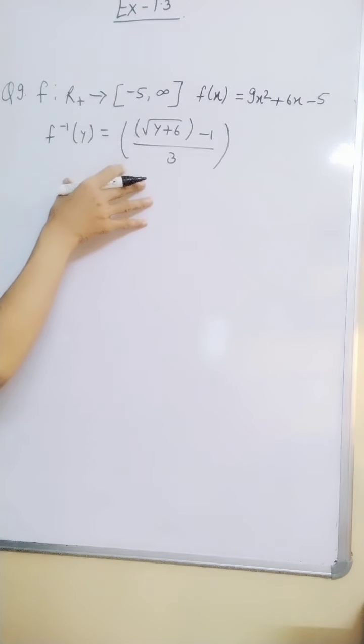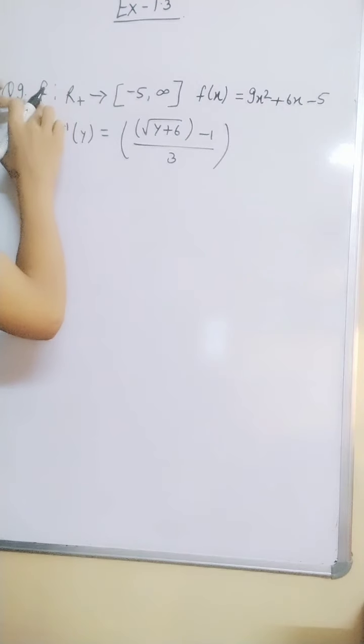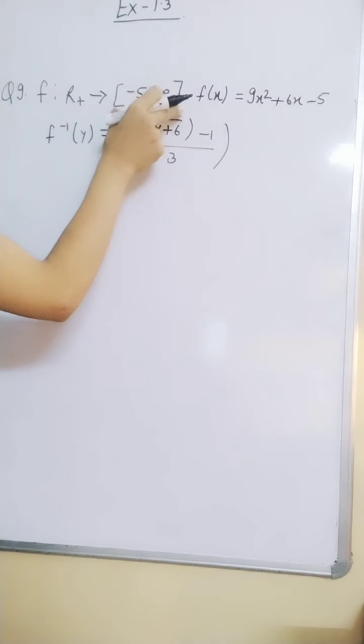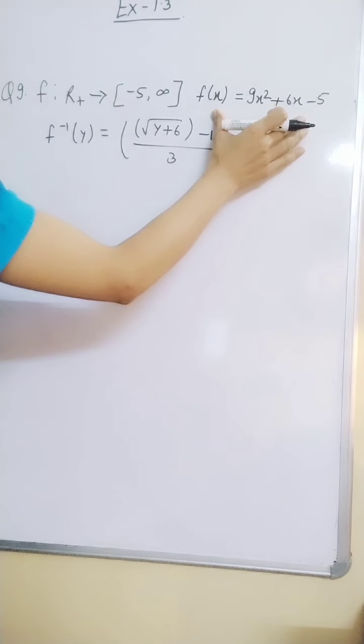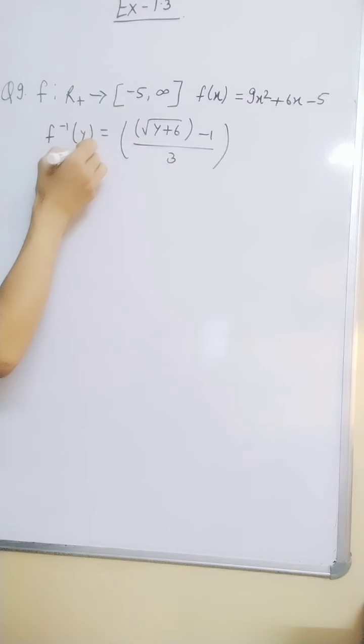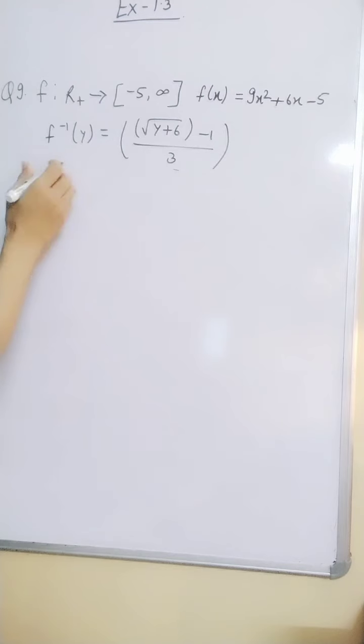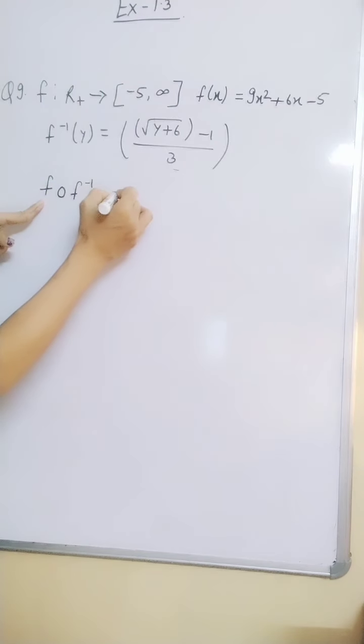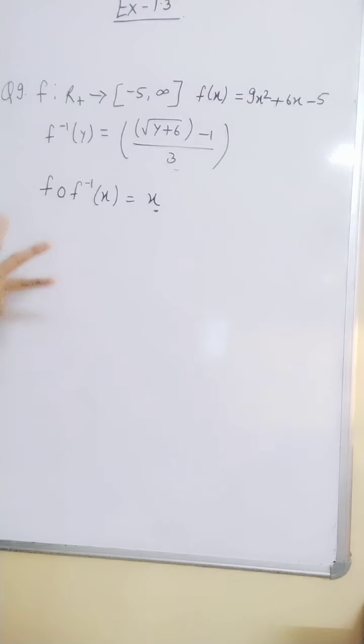Okay. So now in this question, a function f is given from R+, meaning positive real numbers, to this interval, and f(x) is defined by this, and f inverse(y) is defined by this. Then we have to prove that this function is invertible, right? Now in the definition I have explained to you that a function is invertible if and only if the composition of function f with its inverse is equal to identity, meaning x, right?